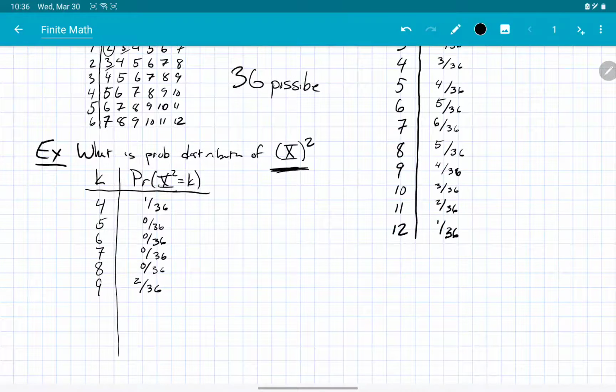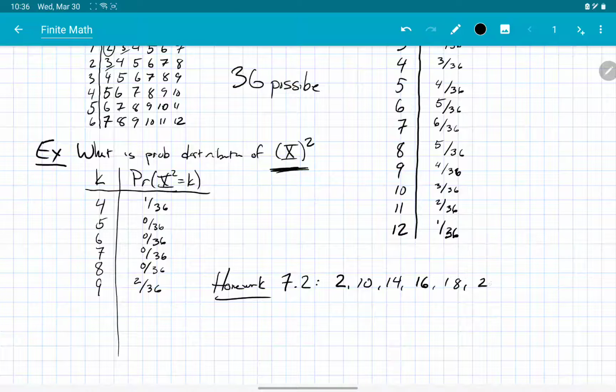Okay, so let me write down the homework for this section. This is section 7.2. Numbers 2, 10, 14, 16, 18, 22, and 28.